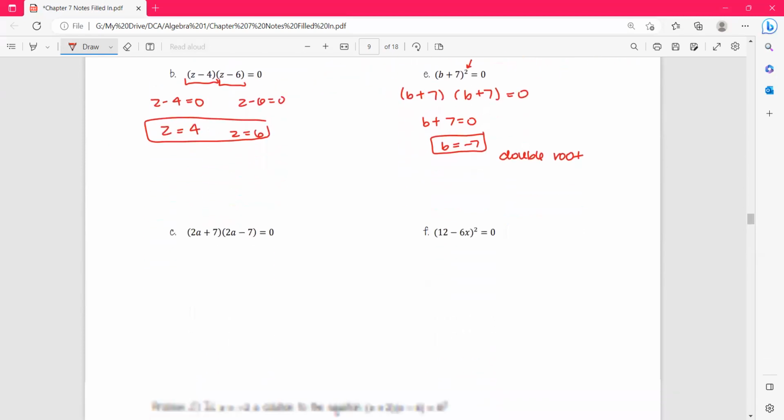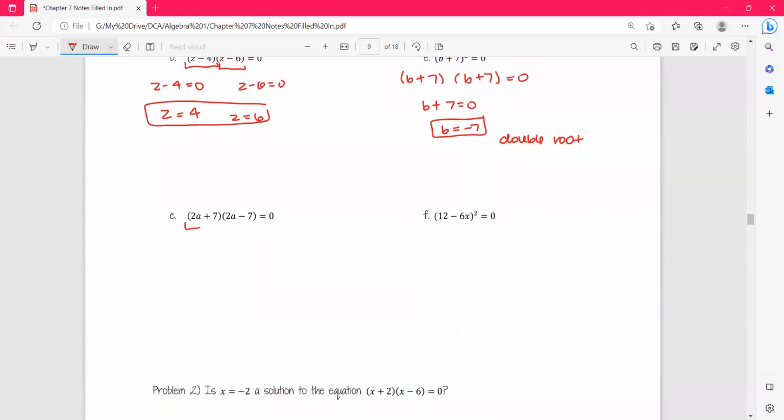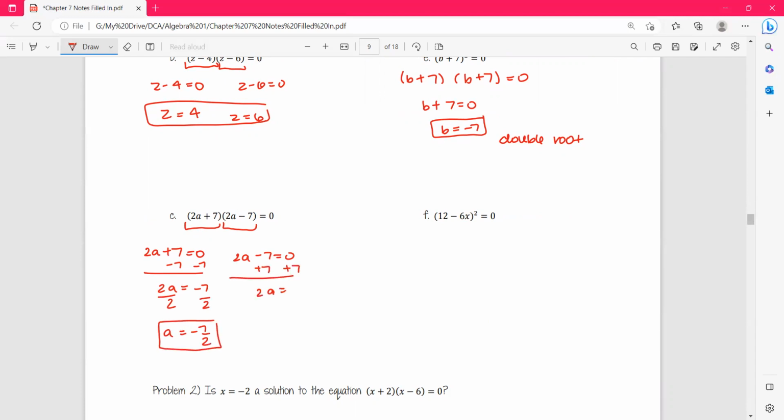Let's look at C. I've got this quantity and this quantity, 0 product property. To solve this equation, I set them each equal to 0. I'm going to subtract 7, divide by 2. Here's one of my answers. Add the 7, divide by 2. Here could be my other answer.